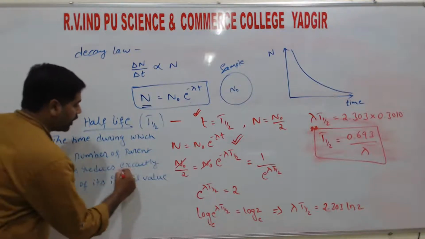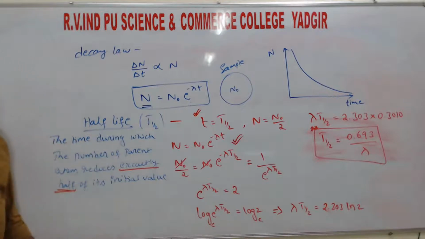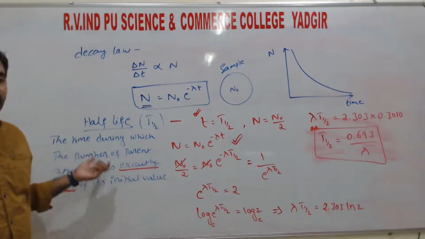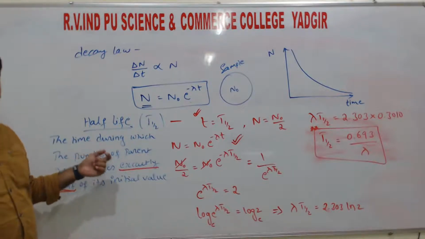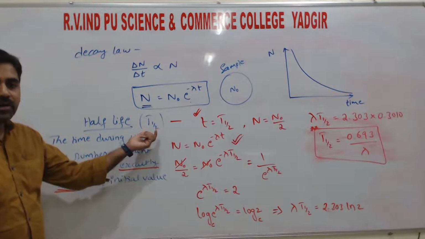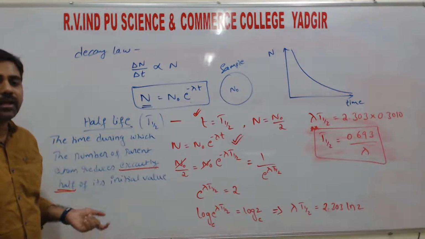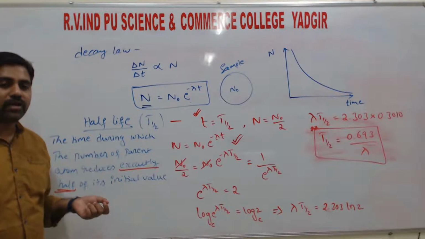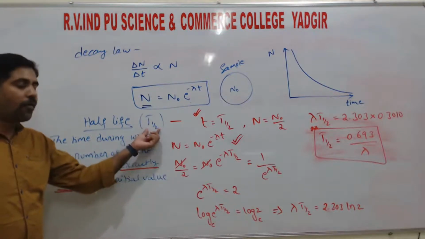So this is very important: exactly half. If the sample has 100 nuclei, then it reduces to 50. The time taken to reduce from 100 to 50, that time we call the half-life. Right? If we have 50 nuclei, then the time taken to reduce from 50 nuclei to 25 nuclei, that time we call the half-life.